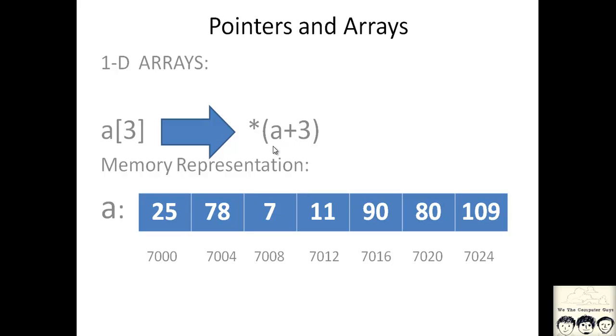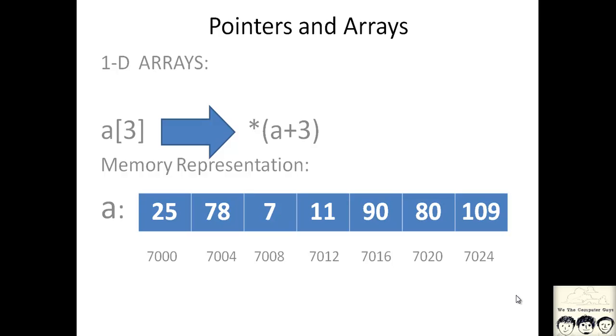So in simpler terms, you could think in this way: star of A would give me 7000, star of (A plus 1) would give me the next element, star of (A plus 2) the one after, and star of (A plus 3) would give me 11. In this way, pointers and arrays could be used interchangeably. Actually, this notation A of 3 is just for our understanding. The machine always converts this to a pointer, that is star of (A plus 3), and then carries on the processing.